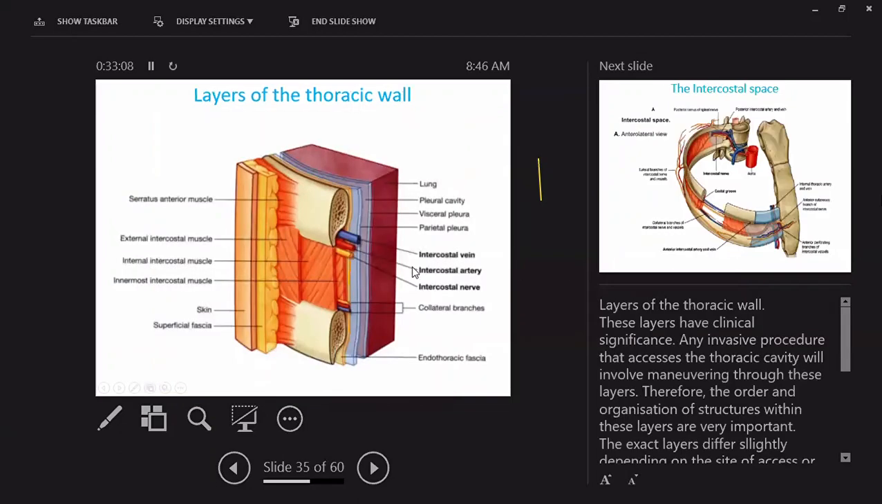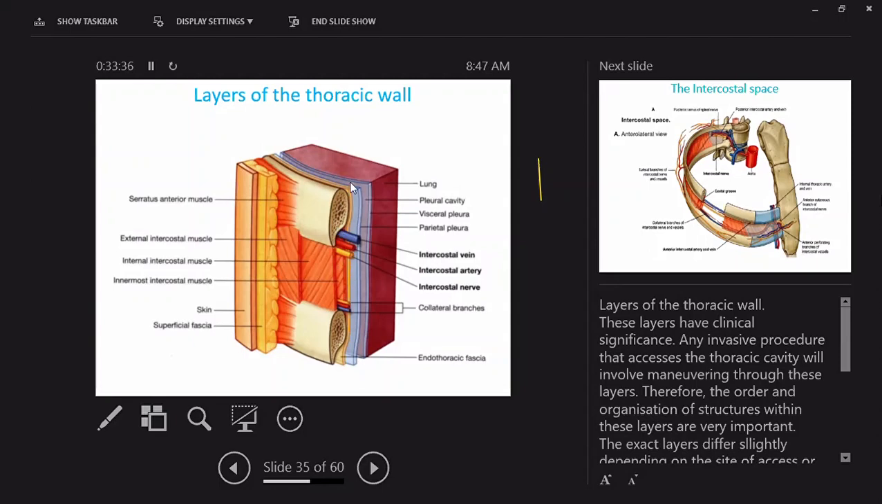Right. Now, this is another important thing when talking about layers of the thoracic wall. We typically take an intercostal space to talk about layers because that is how you can go through into the thorax. So from out to in, you have the skin, you get the superficial fascia, you get the external intercostal, internal intercostal, innermost intercostal, and then you get this thing called the endothoracic fascia.